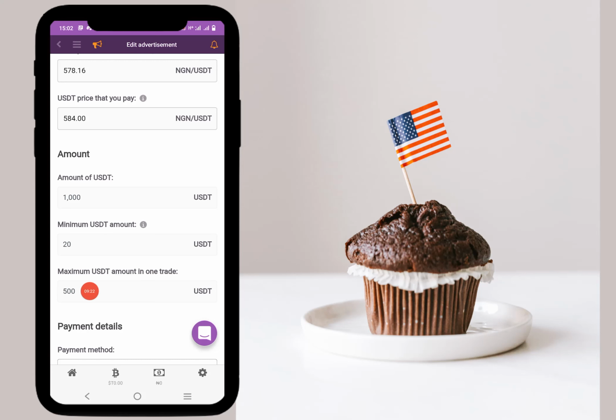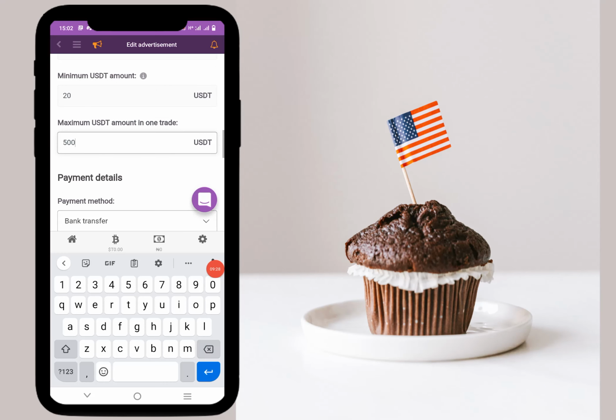So if I click on maximum amount per trade, this can tell you, okay, I'm willing to deal up to 1,000. But sometimes it's good you don't put in all the amount you have. It's all optional and it's left to you.